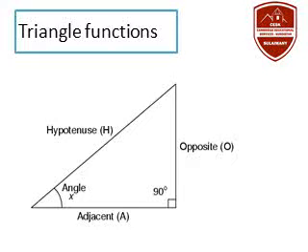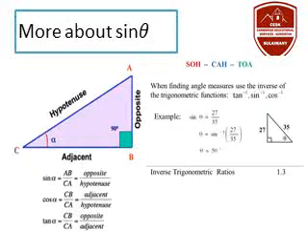We need the sine function with Snell's law. More about sine theta: when finding an angle, we use the inverse of the trigonometric function, like sine inverse, cosine inverse, tan inverse.